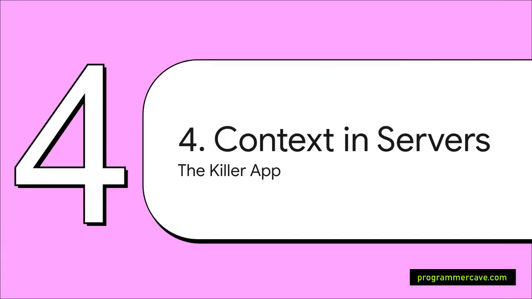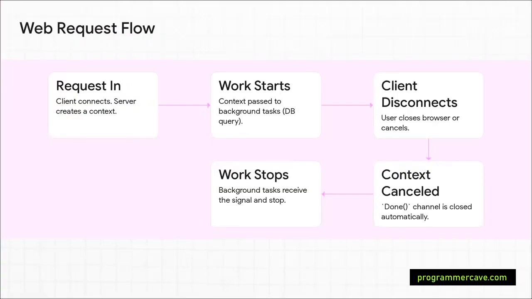All right, let's take all this theory and put our project manager to work in the environment where it is an absolute superstar, handling HTTP requests in a web server. And this is where the magic really happens. Go's standard HTTP server is brilliant. It automatically creates a brand new context for every single incoming request. If the user closes their browser tab or their connection drops, the server automatically cancels that context for you. That cancellation signal then flows down to all the work you started, your database queries, your other API calls, and tells them to stop. It's automatic cleanup.